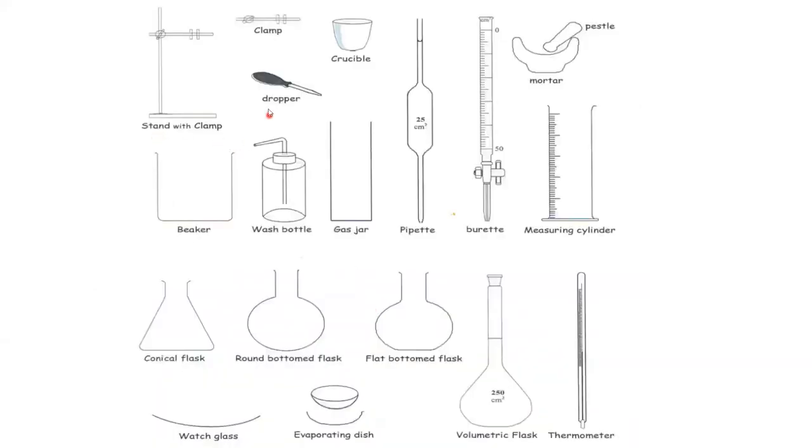stand with clamp, a dropper, a clamp is there, crucible, as you can see this is a crucible, mortar, pestle, measuring cylinder, a burette, pipette, gas jar, a wash bottle, beaker, conical flask, round bottom flask, flat bottom flask, thermometer, volumetric flask, evaporating dish, and watch glass.